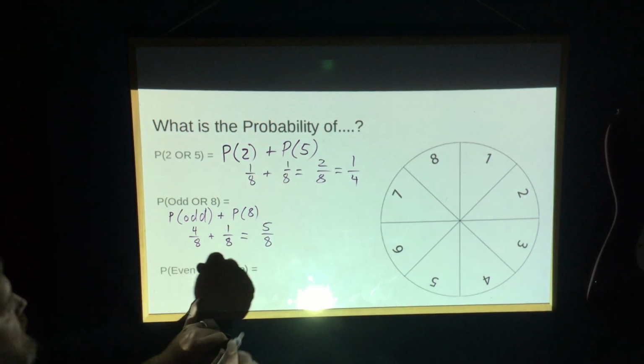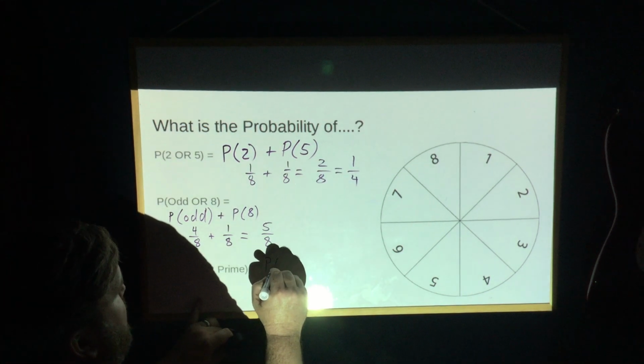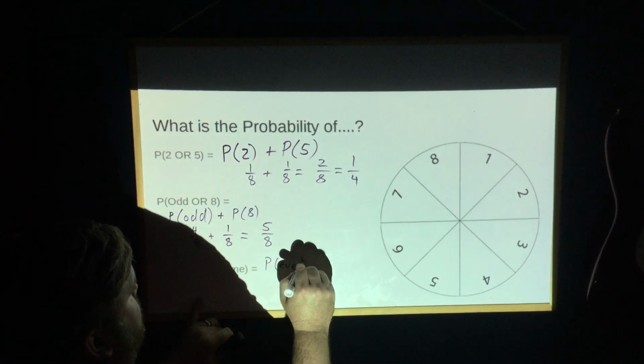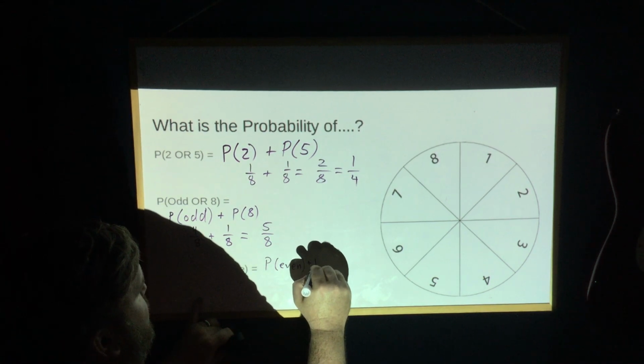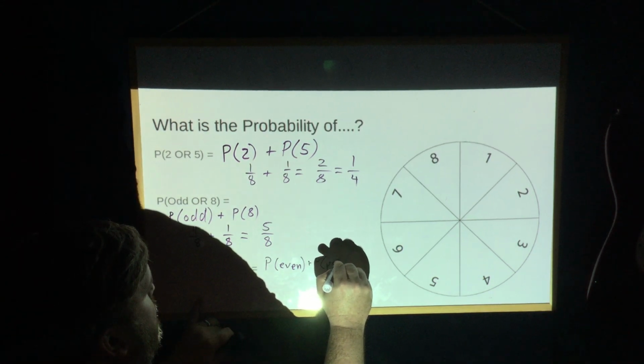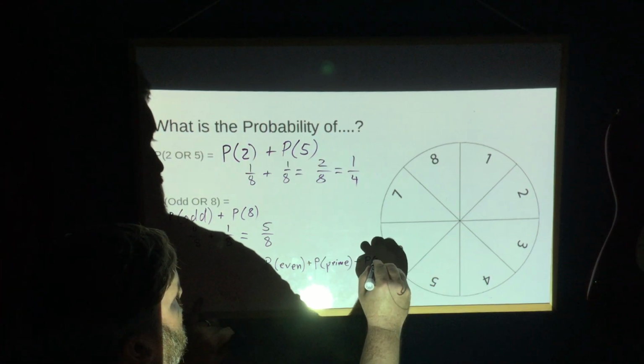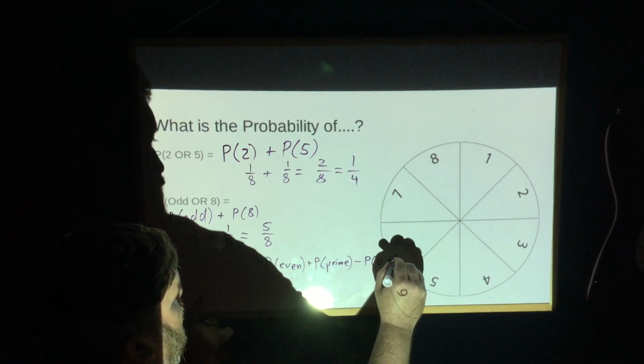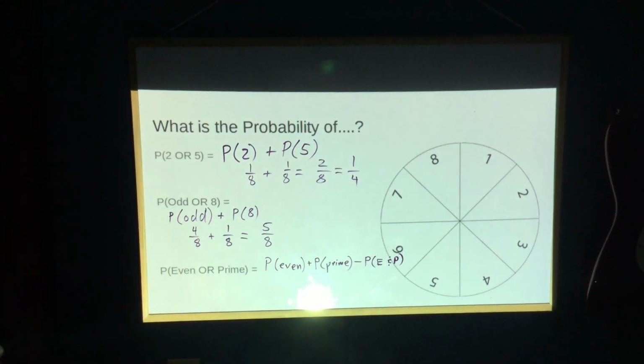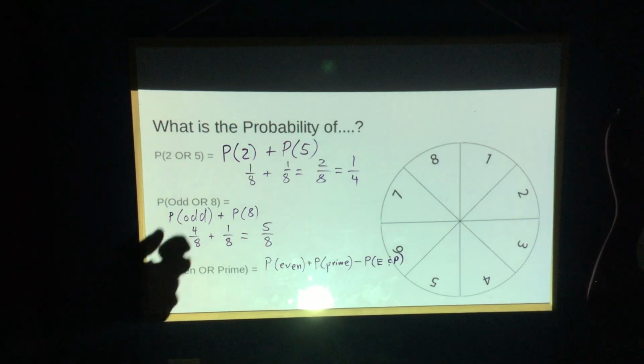So we need to take the probability that it's even plus the probability that it's prime minus the probability that it's even and prime. I had to abbreviate there, I was running out of space. I just used E and P for even and prime.